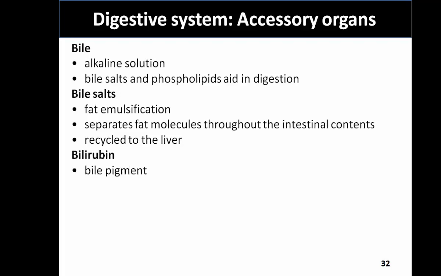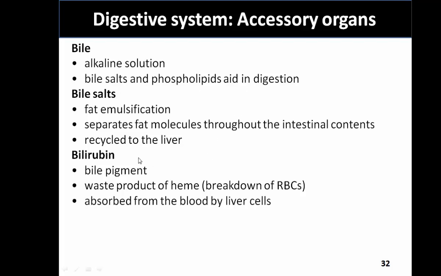Bilirubin is a bile pigment and is actually a waste product associated with red blood cell breakdown. We're constantly making new red blood cells to replace the ones that eventually break down, and the heme component provides that pigment to bilirubin. Eventually these are absorbed from the blood by liver cells.